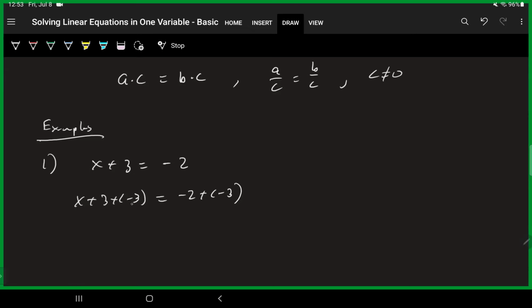So 3 plus negative 3 cancels out. So I'm going to get x on my left-hand side, and on the right, negative 2 and negative 3. So we're going to get negative 5. So we have x equals negative 5. Well, I can figure out if this is true or not by plugging it in. In fact, you could take any number and plug it into an equation to see if it's true. And so let's check.